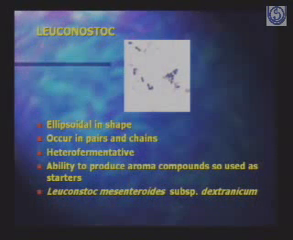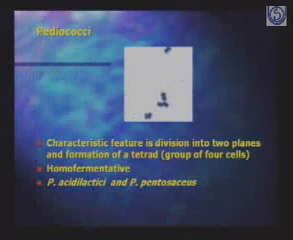The next is Leuconostoc. They are ellipsoidal in shape. They occur in pairs and chains. They are heterofermentative in nature. Therefore, they have the ability to form aroma compounds. The most common species which we have is Leuconostoc mesenteroides, subspecies dextranicum.